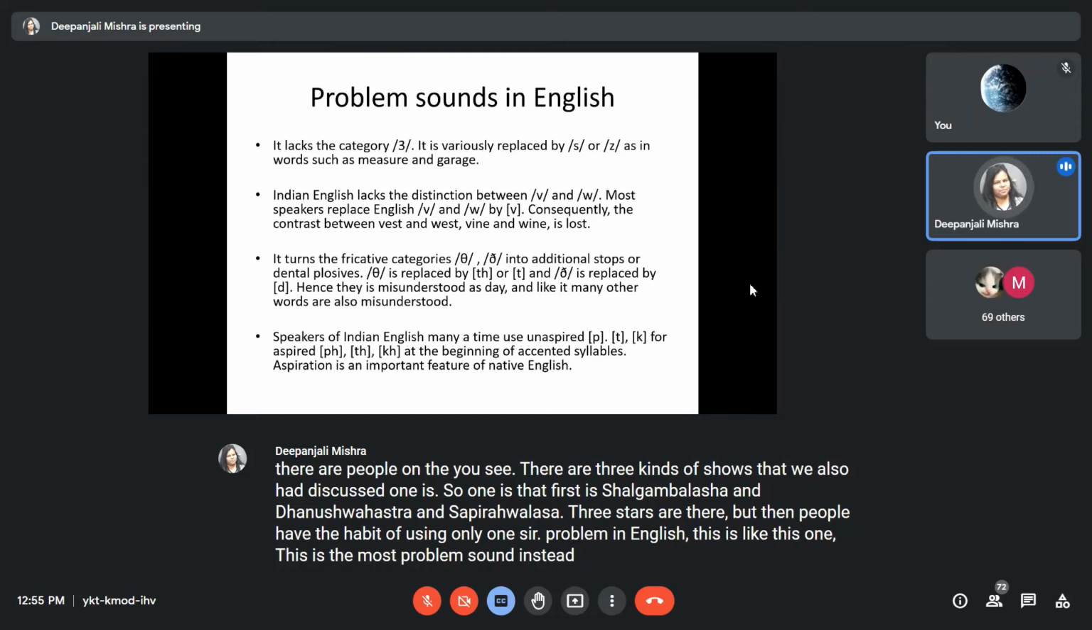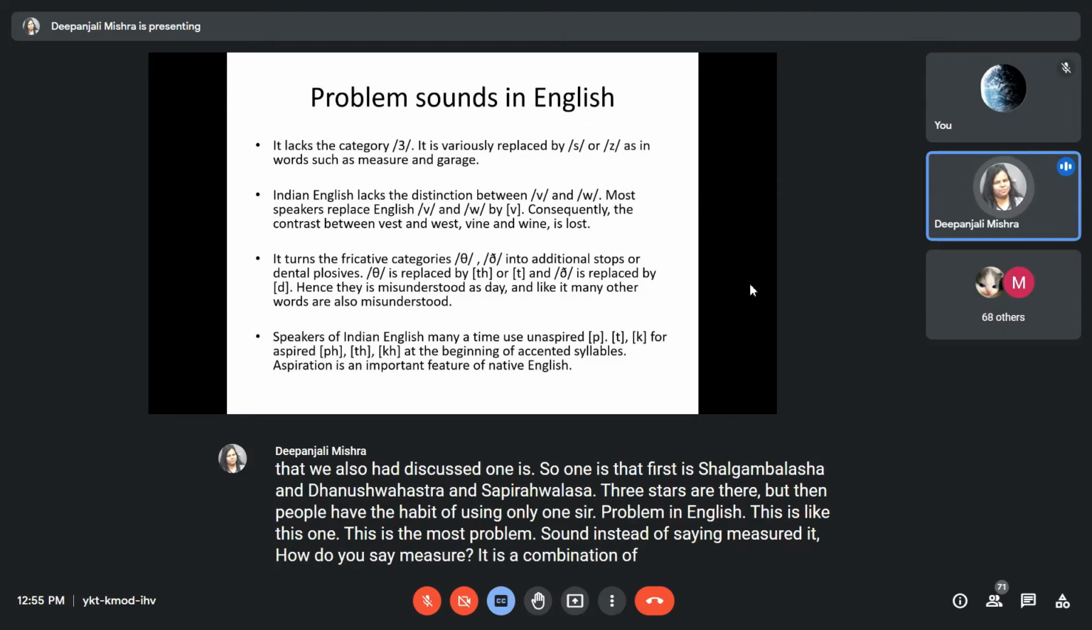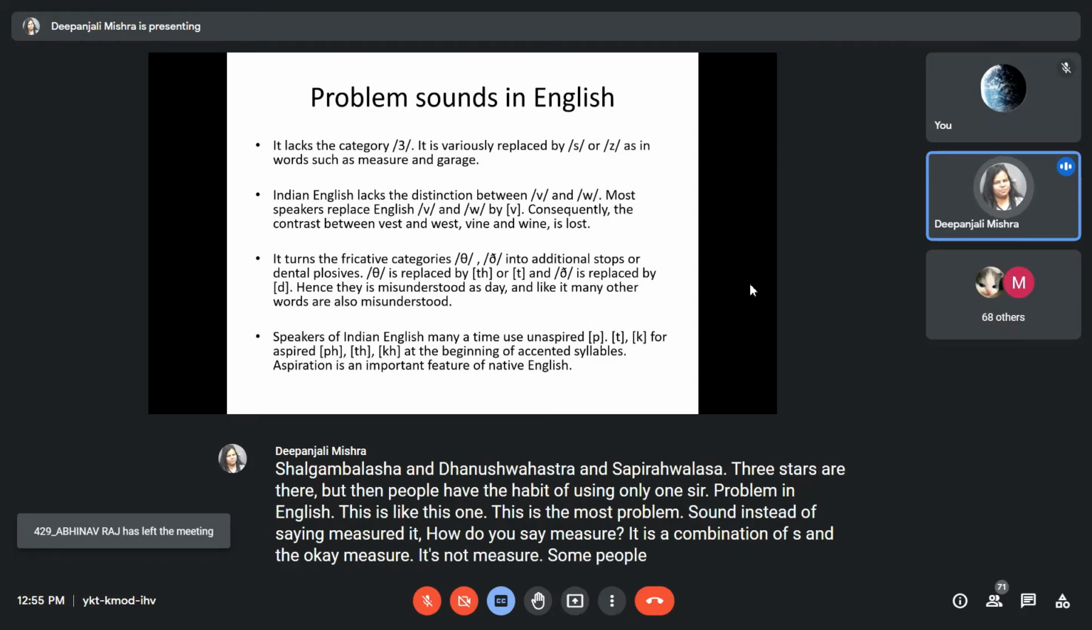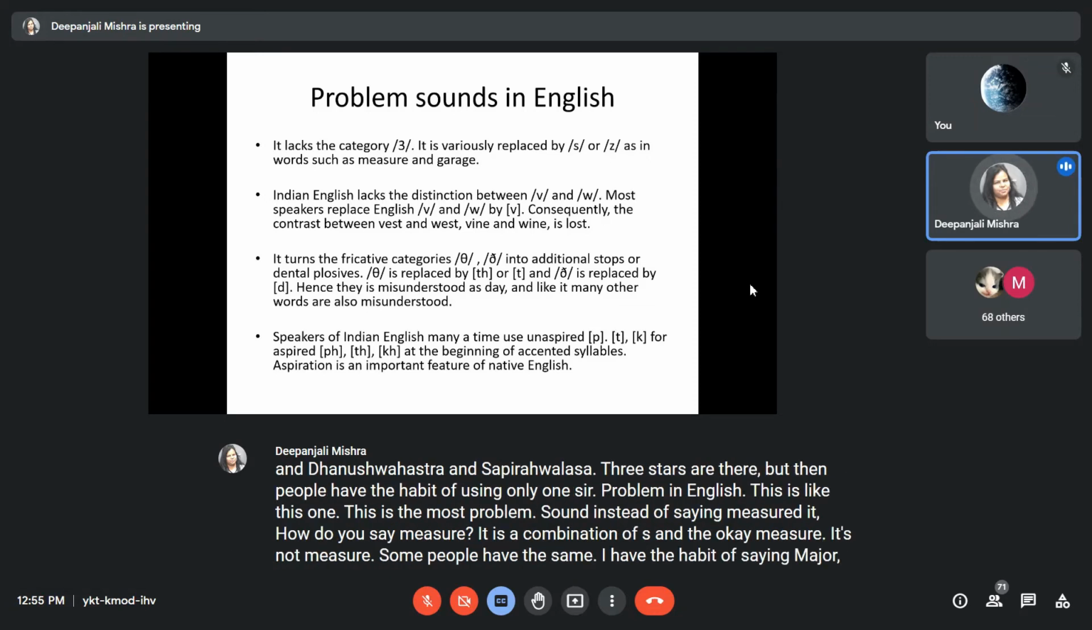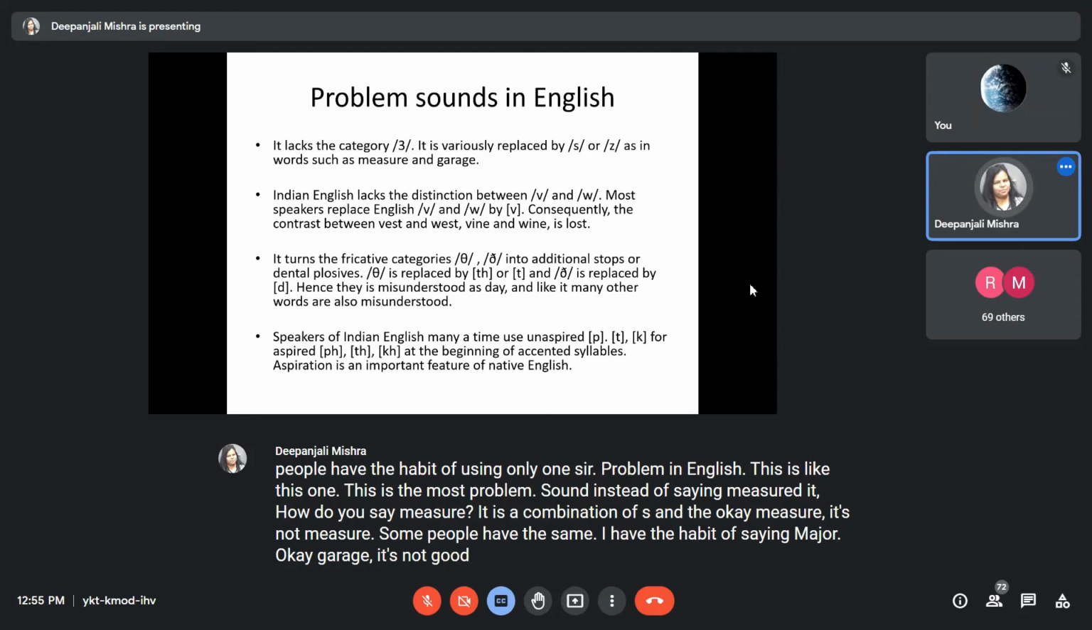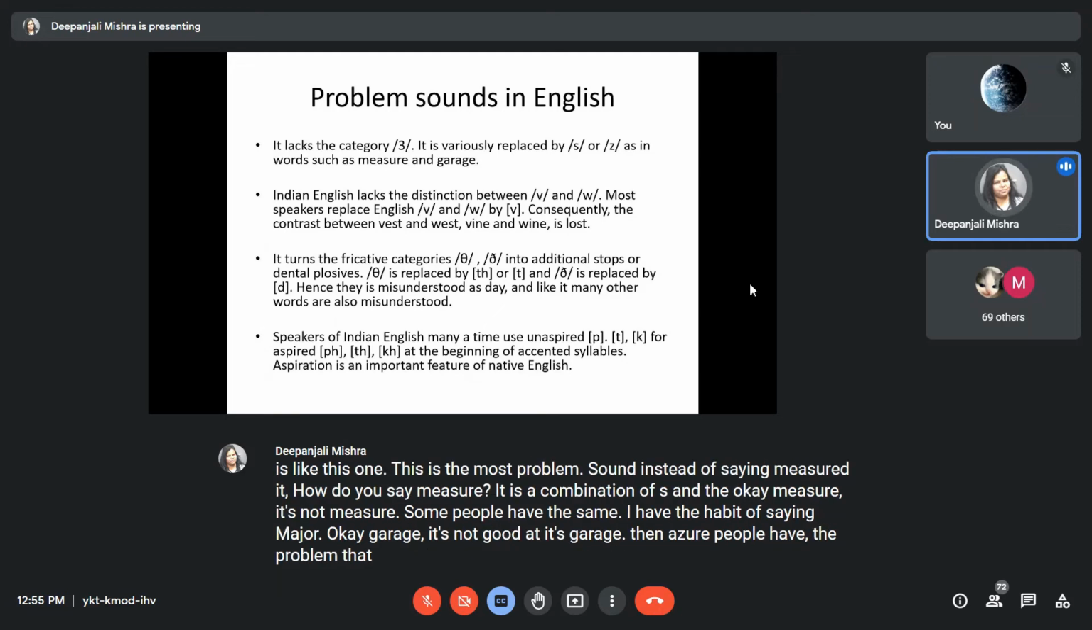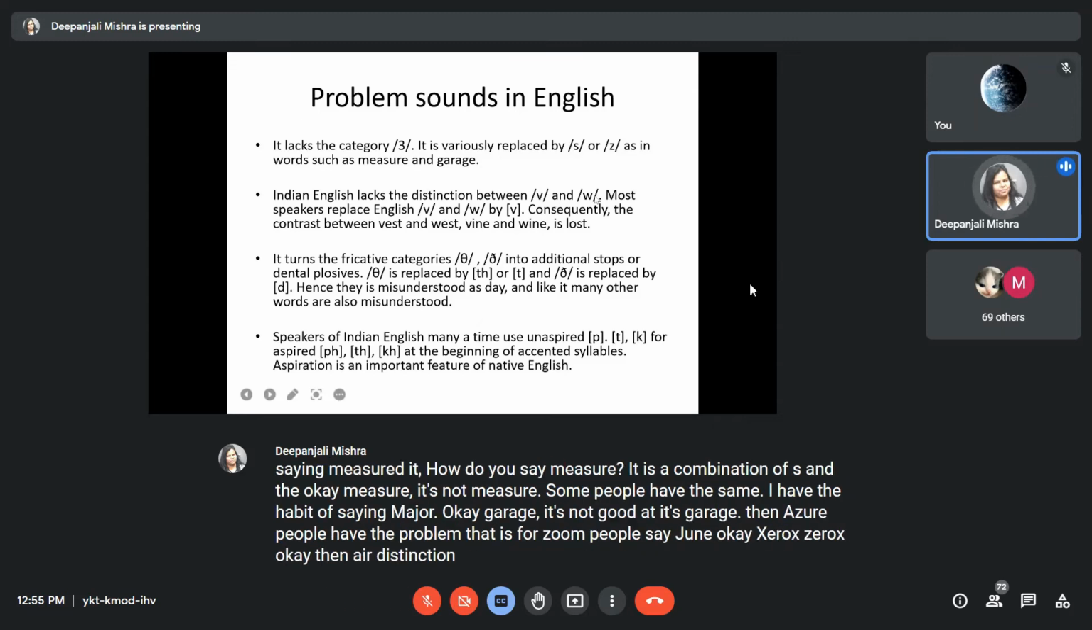Instead of saying measure, how do you say measure? It is a combination of S and Z. Okay, measure. Some people have the habit of saying it differently. Okay, garage. It's not garage, it's garage. Then Z. People have the problem. That is for Zoom. People say Zoom. Okay, Xerox, Xerox.